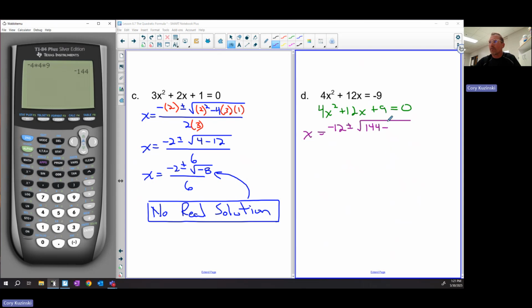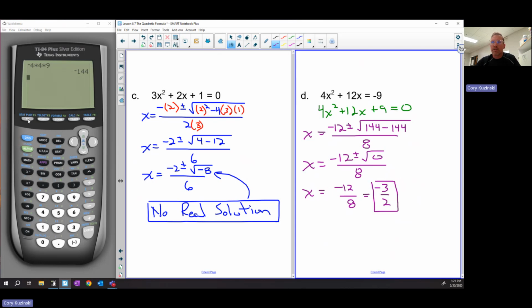So maybe I go over here and I go -4 times a, which is 4, times c, which is 9. And that's -144. Oh, that's interesting as well. All over 2 times a, 2 times 4 right there is 8. So this is x equals -12 plus or minus the square root of 0 over 8. We all know that the square root of 0 is 0. So this is really just -12 over 8. They're both divisible by 4, so how about -3/2?